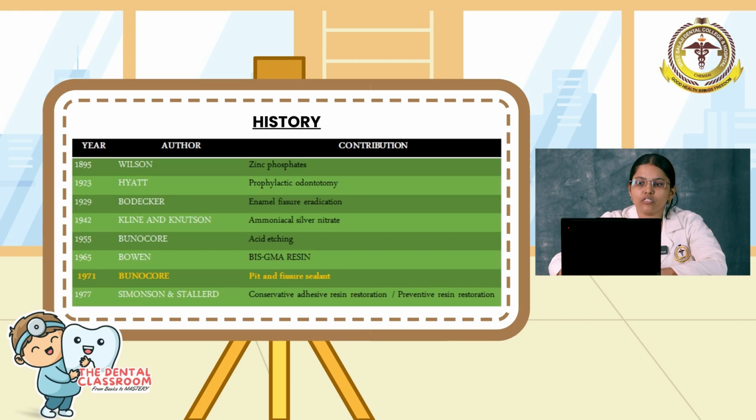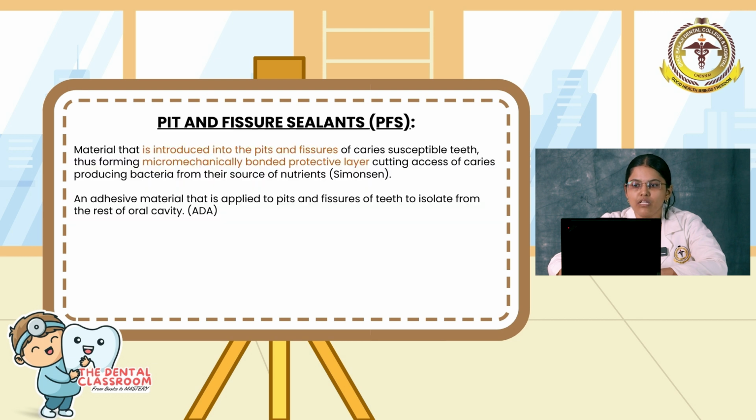So, moving on to the history, right from 1895, pit and fissure caries prevention was being done with various materials, but in the year 1971, Bernard introduced pit and fissure sealant, and the very first introduced pit and fissure sealant was NuvaSeal.